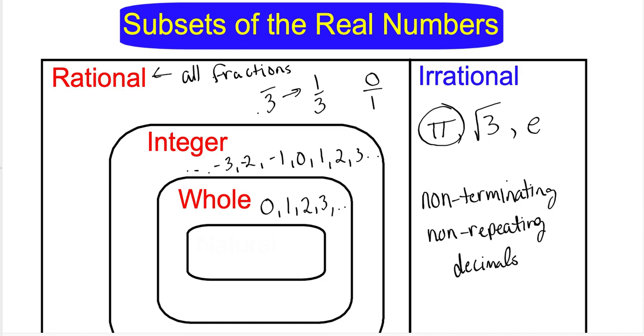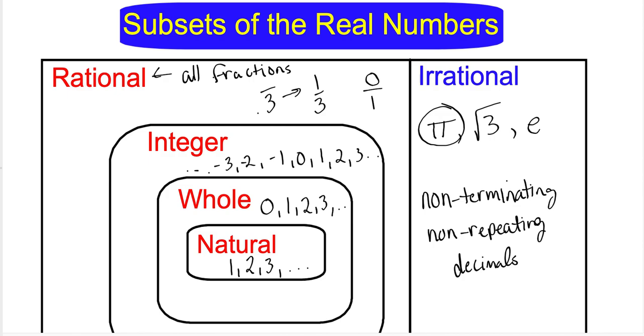And then the smallest set of numbers that we're working with here would be called natural numbers. Natural numbers are pretty much the same thing as whole numbers, but they don't have the hole in it. When I say that, I mean they don't have 0. 0 kind of looks like a hole, so it's included in whole numbers. Natural does not have the hole.